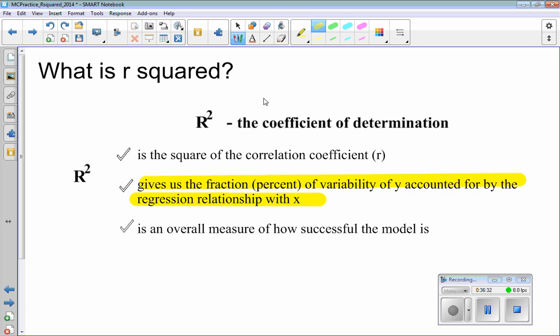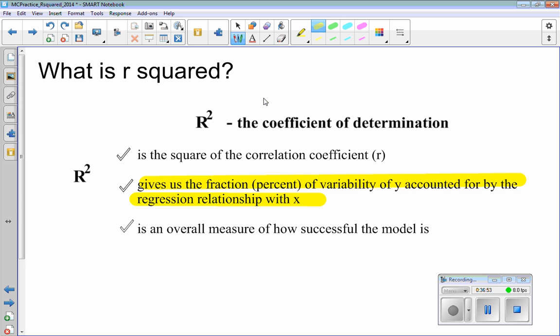I don't think you have to interpret R squared on your investigative task. I think you just have to give it, because on your investigative task there are no context variables, right? It's just x and y. But on your quiz, you would have to interpret.